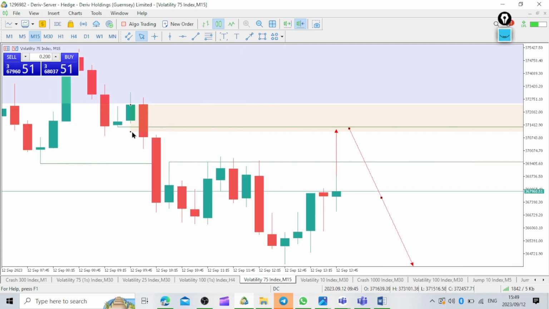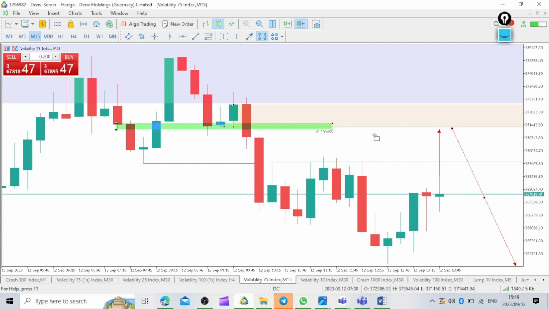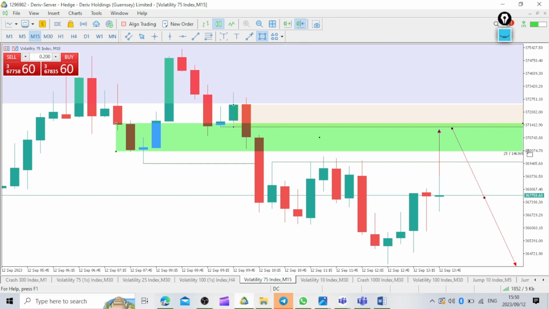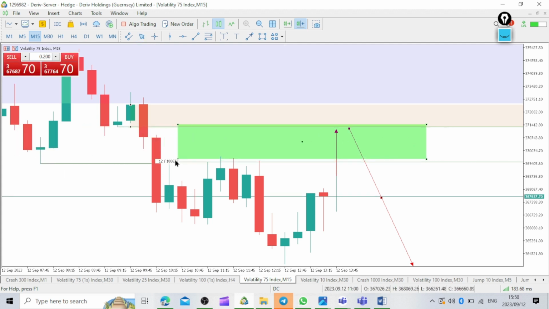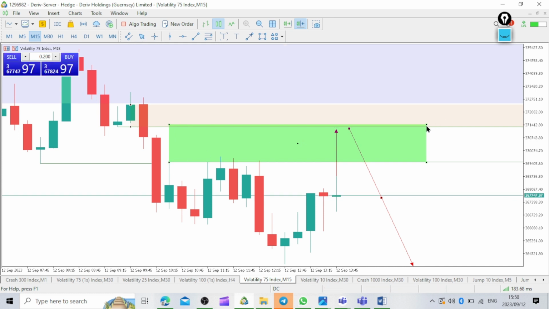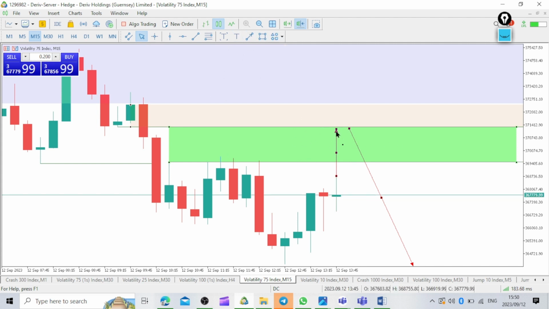Although here we have a breaker block, and it's also in line with that one, if you are going to use the breaker block, it should cover the fair value gap that we have here. This is the fair value gap. So price is supposed to cover this gap here. Even if you use the breaker block or the fair value gap, price is supposed to cover this fair value gap. Then when it reaches here, it will reverse.